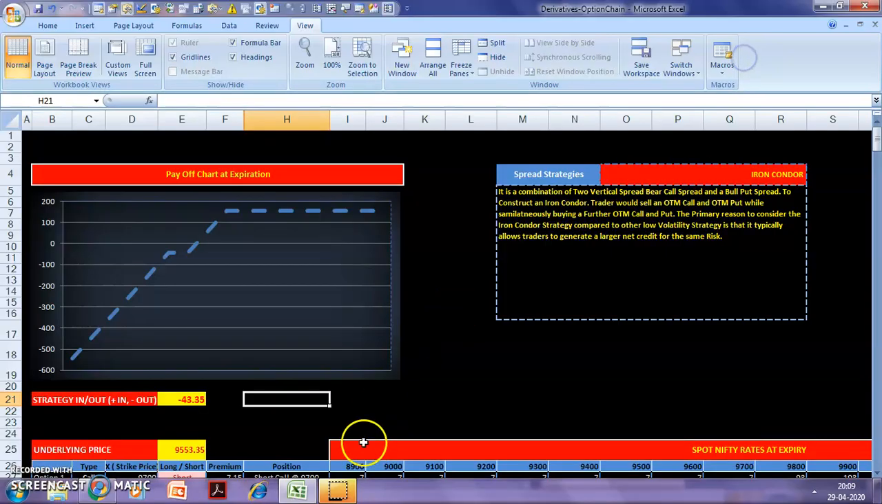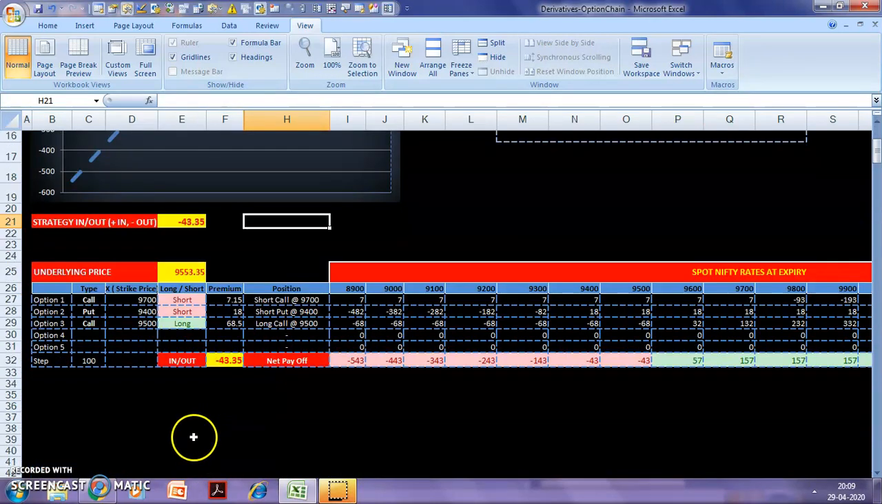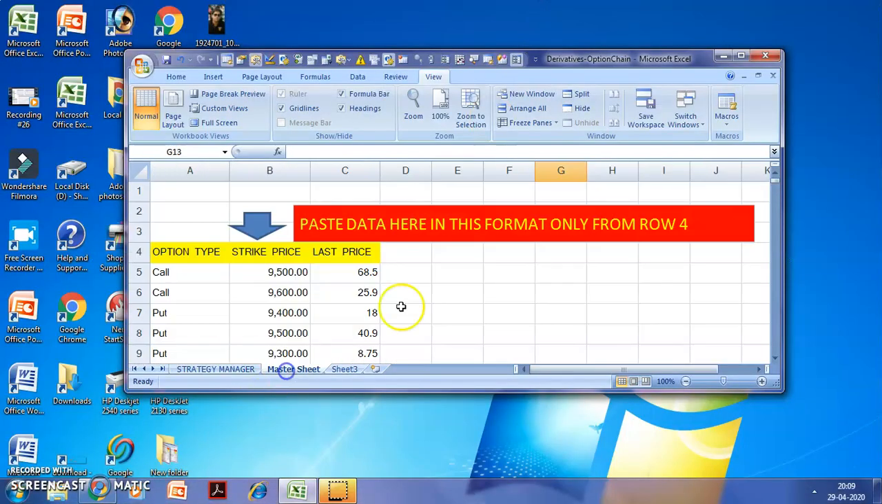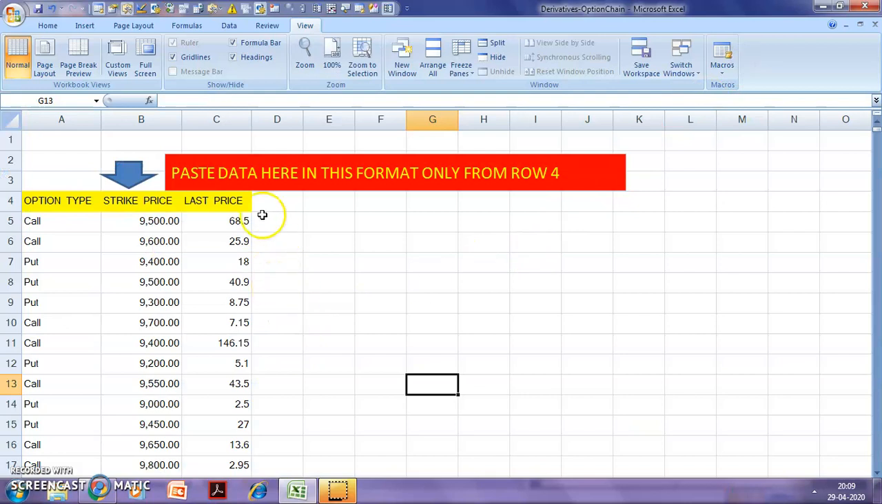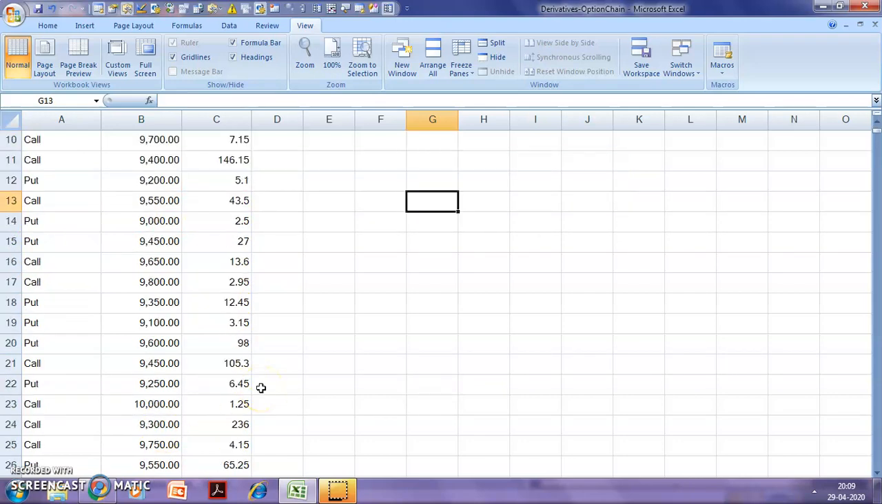And one more thing, you have to copy and paste the data in a master file. I'll show you how. There is a master sheet here. You have to copy the data from the NSE and paste it here, so that the Excel can calculate it.